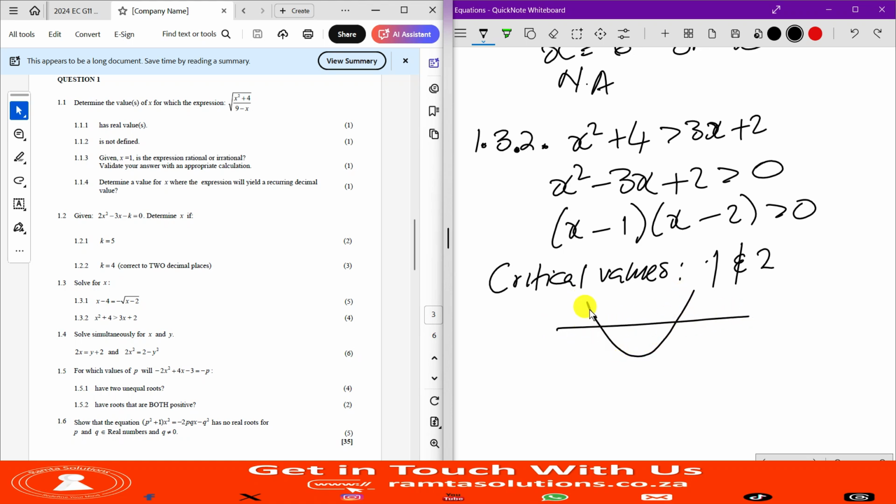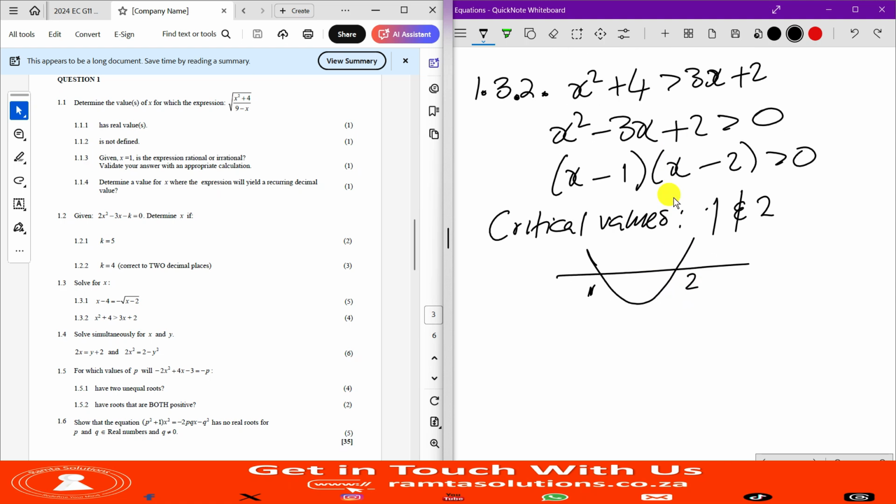Remember that instruction that says show all diagrams, calculations, and so on that you have used in determining your answers. This is what they meant. For it to be positive, we are saying which values of x will this graph be above the x-axis. This is what they mean when they say greater than 0. This line here represents the x-axis. So which values are those? It is when x is less than 1 or when x is greater than 2. Great stuff. This is how you interpret it.